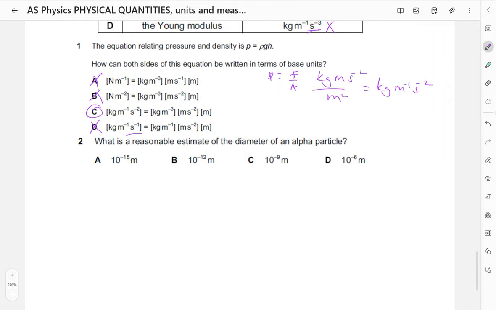What is a reasonable estimate of the diameter of an alpha particle? An alpha particle has 2 protons and 2 neutrons. Of course, it means it also has 2 electrons. Now, the diameter of an atom is approximately going to be 10 power negative 10. So the size of an atom is approximately 10 power negative 10. So here we have options.